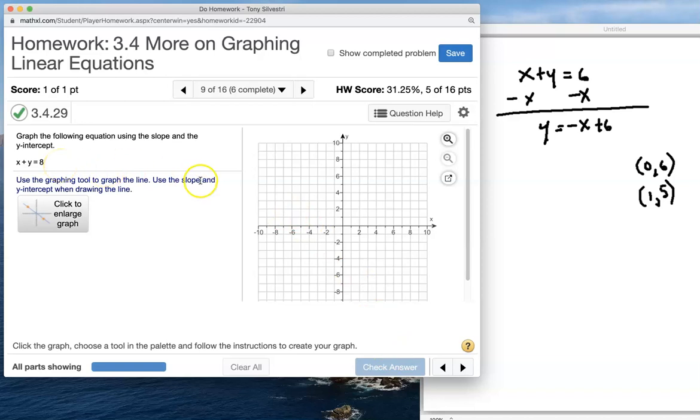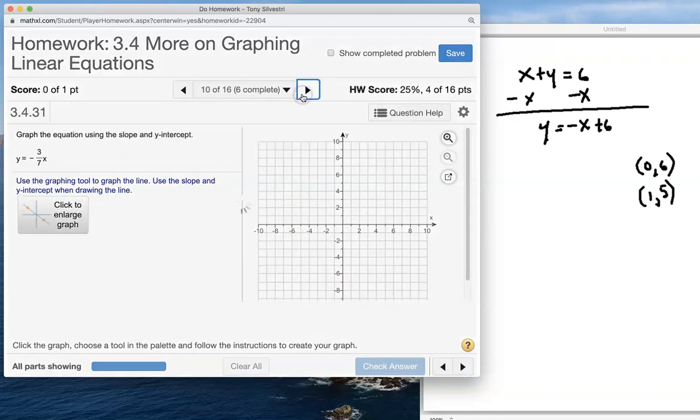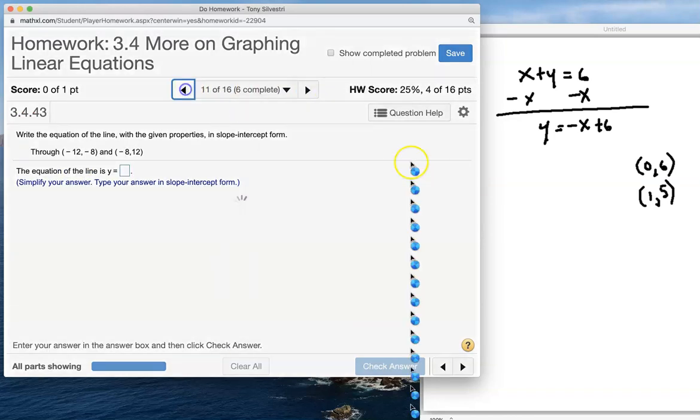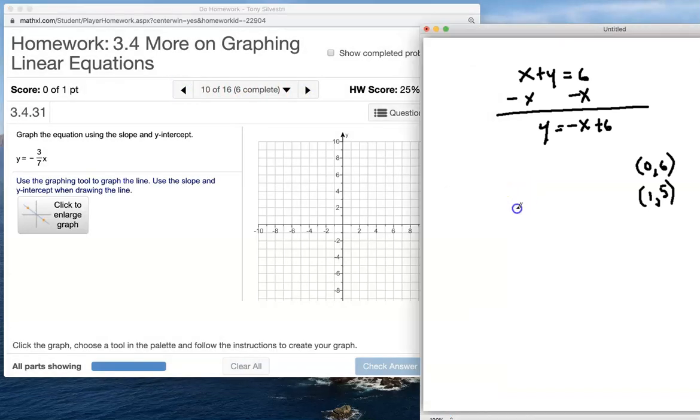You know what? That's, oh, I don't know what I did there. Okay, let's do this one. Let me just go ahead. Okay. Let me do number 10. Number 10.